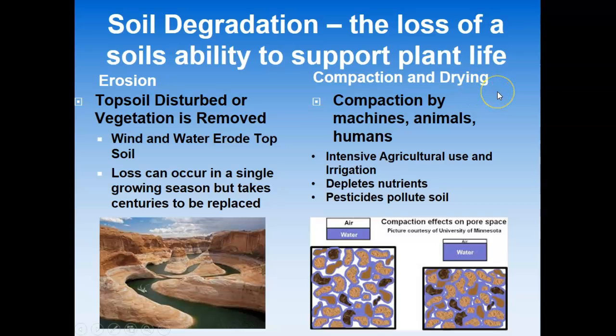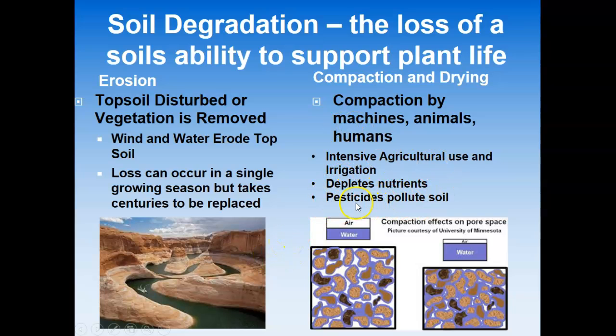Compaction is another way that soil can be degraded. When soil is compacted, it then can dry out because water can't infiltrate, and it can happen because of machines, animals, and humans. Machines are pretty straightforward, driving on soil compacts it, but animals like cattle and other large animals can compact the soil as well, and humans as well. You've seen that when you've walked on trails, you can see that beaten down path where vegetation can no longer grow because the soil is so compacted.